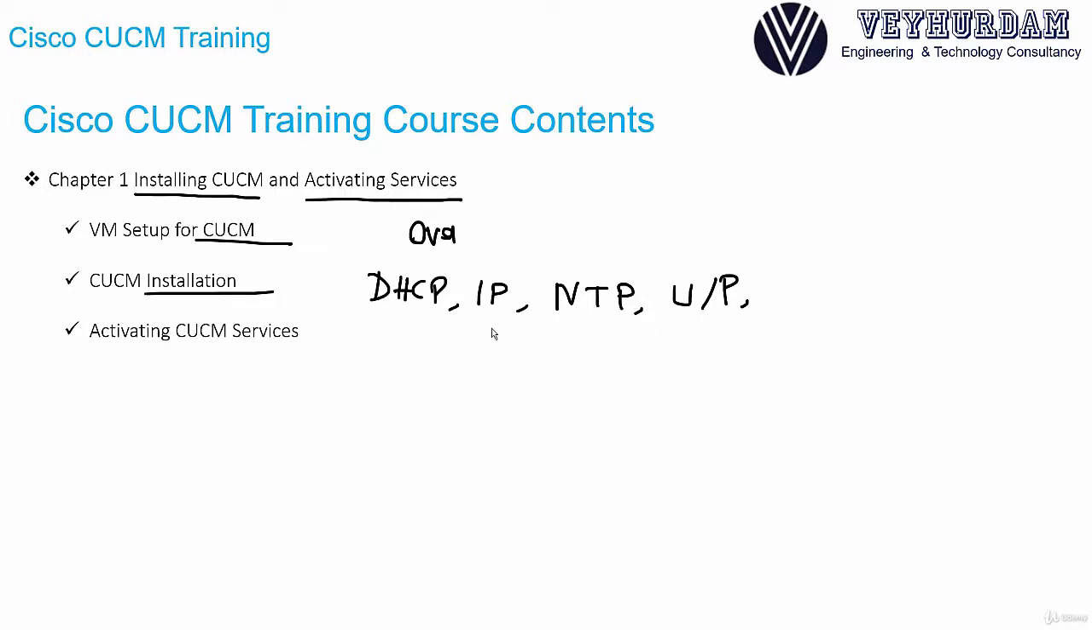And then after the installation process, we will activate CUCM services. Those CUCM services will help us to do the call manager functionality, to do some TFTP functionality for the distribution of configuration for IP phones, and we will also activate some services for the reporting purposes. So on the next video, let's start with VMware setup.